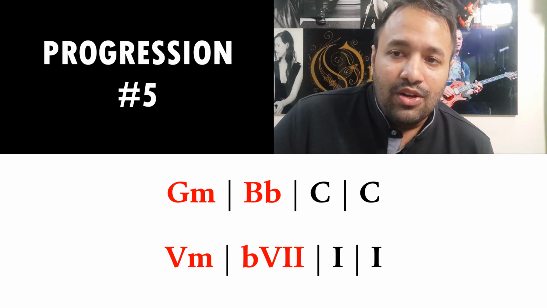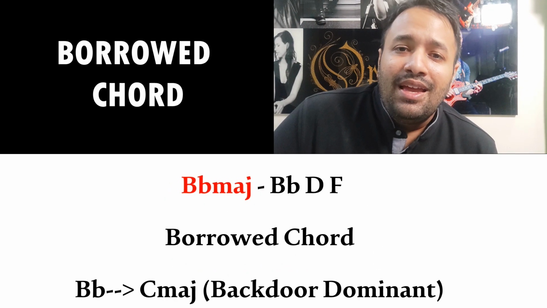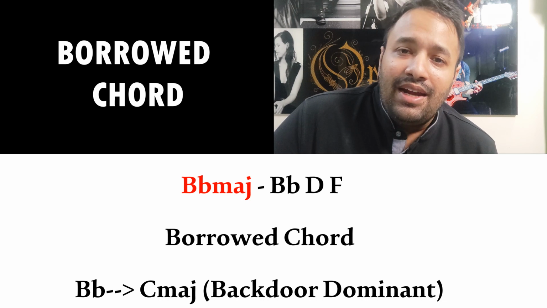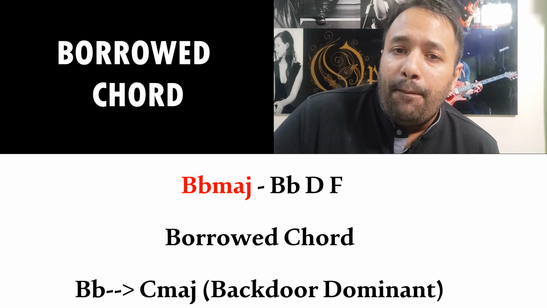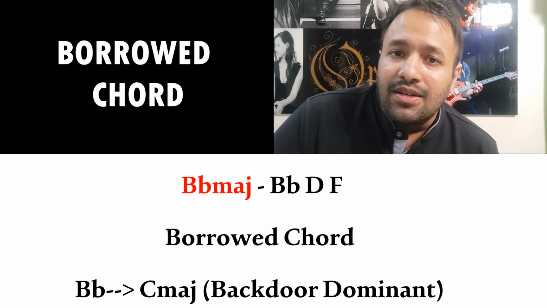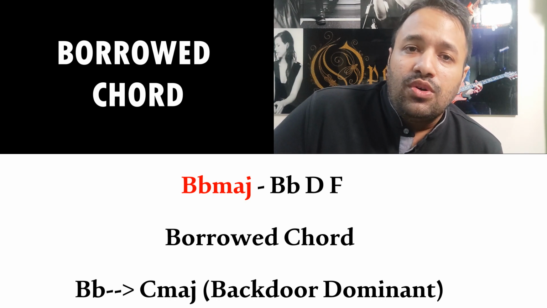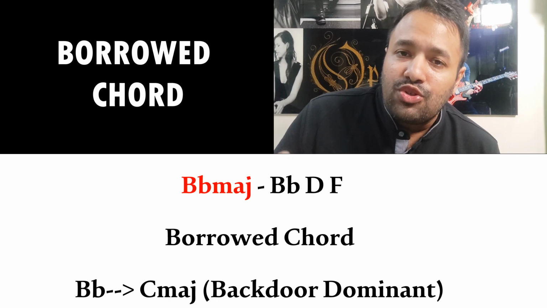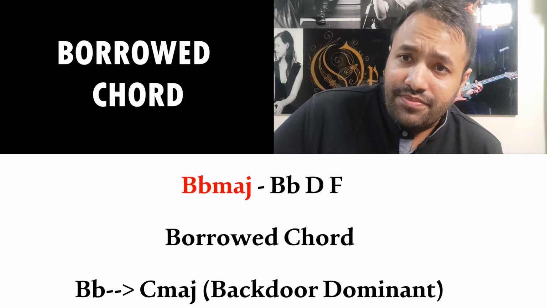So this again, the G minor chord we've already seen, it is a borrowed chord. Similarly, a B flat or A sharp major, which has the notes B flat, D and F. Here again the B flat note is borrowed from the parallel minor key, that is C minor. So the B flat chord is also a borrowed chord, and that then resolves to the C.